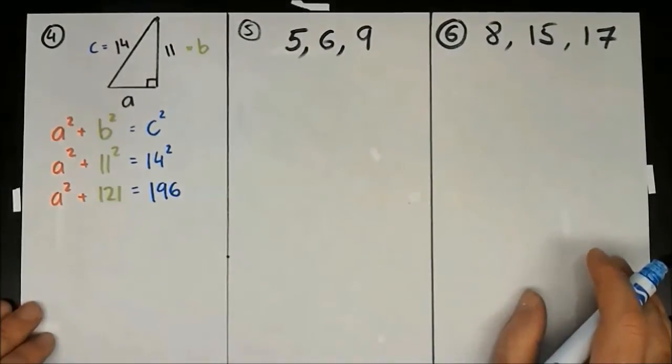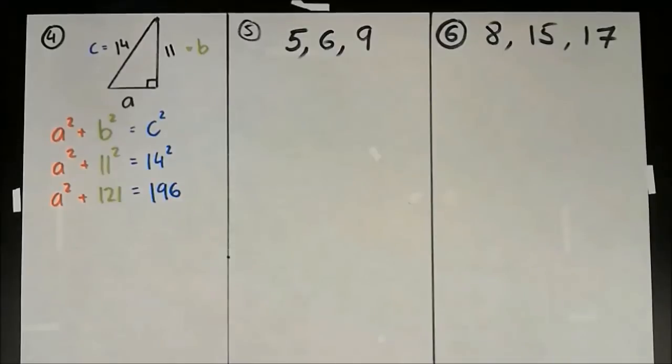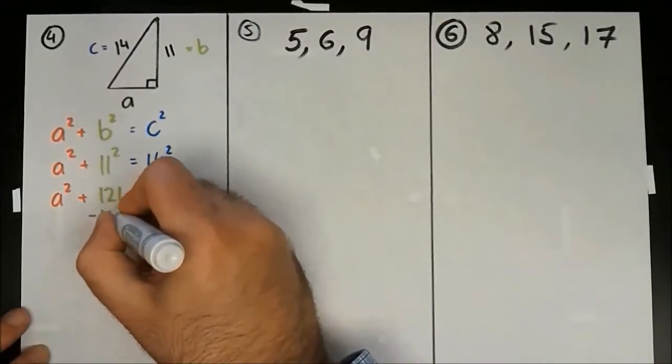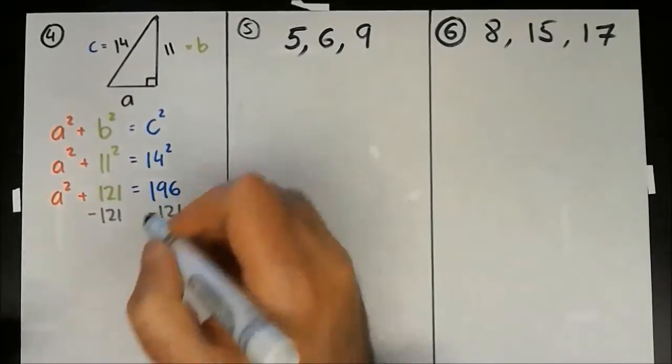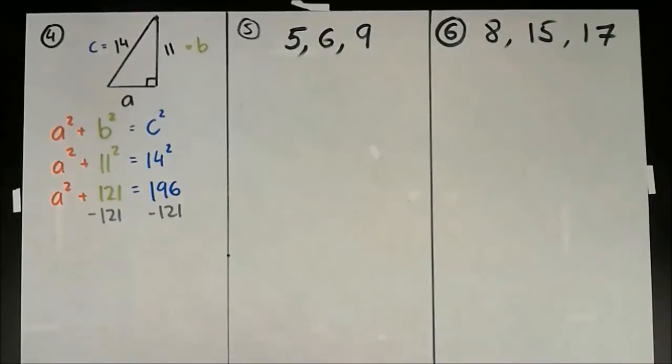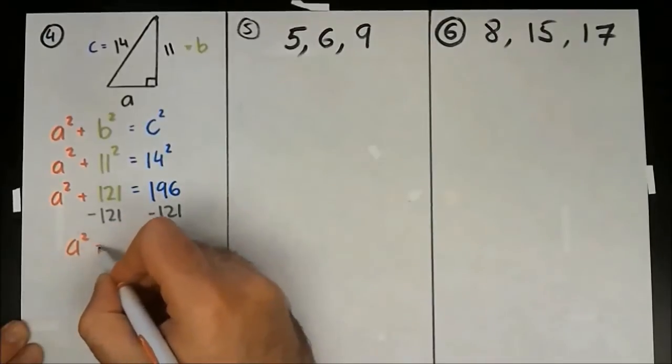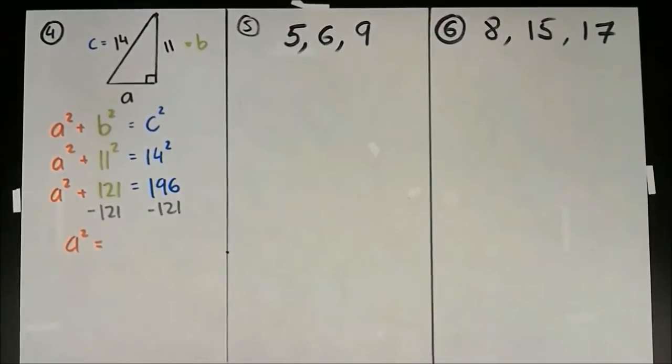Alright. Now what's my next step? Because I want A all alone. What can I do? I can subtract 121 from both sides, right? That is definitely something that I can do and something that I will do because I'm trying to isolate the A. So I'm going to get rid of this 121 from both sides. On the left side that 121 is gone, leaving me with just the A squared. On the right side, what's 196 minus 121? If you said 75, you're absolutely correct.